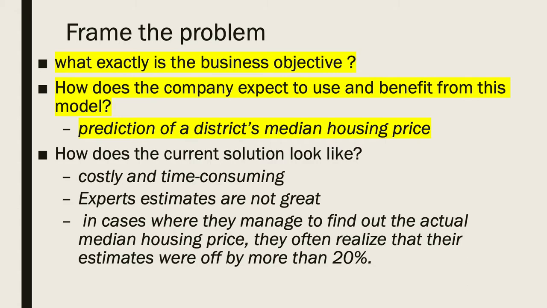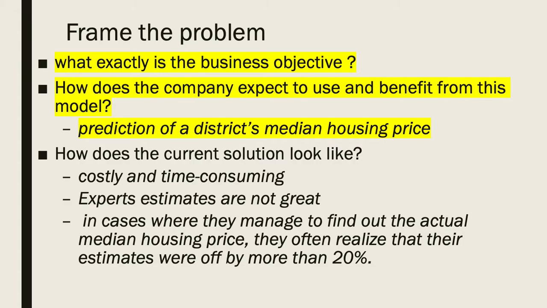Why? Because of the volume of data they would need to consider before they come up with the pricing per district. It is such a cumbersome job for regular human beings that there are huge deviations, even with human experts doing these jobs. In cases where they manage to find out the actual median housing price, they often realize that their estimates were off by about 20%.